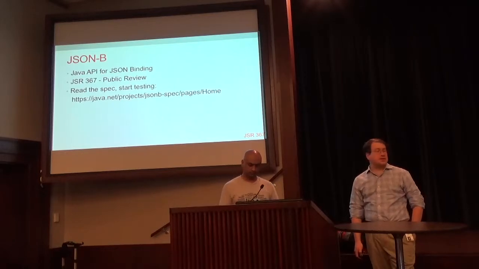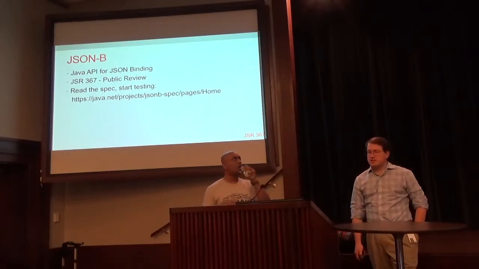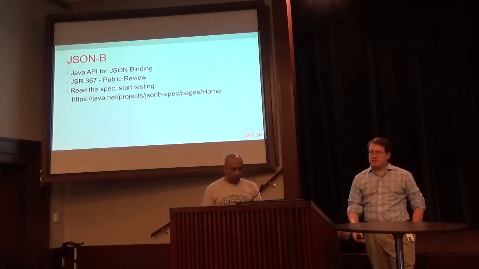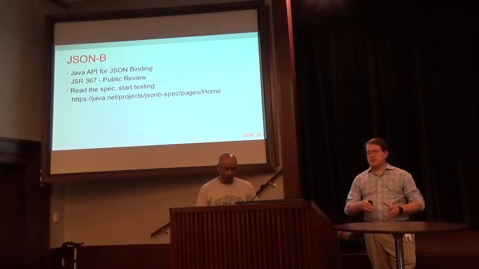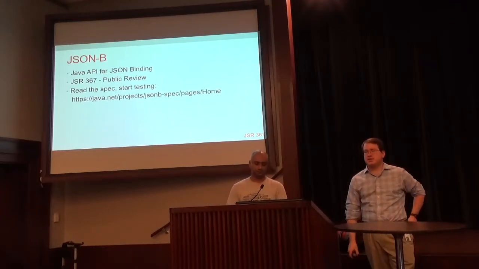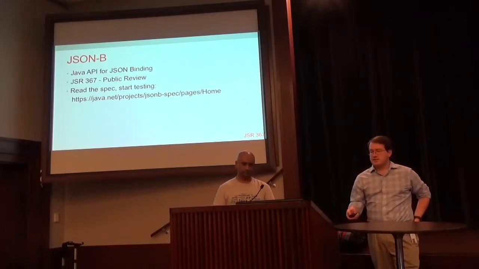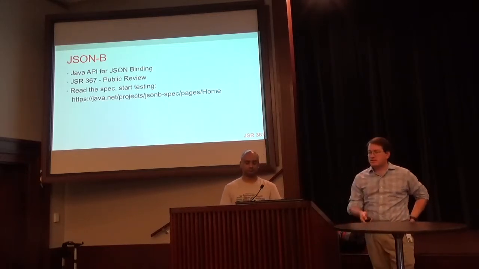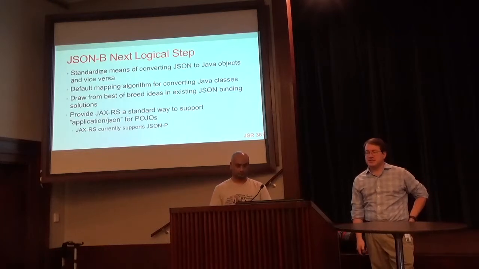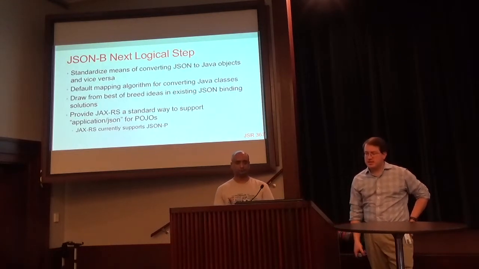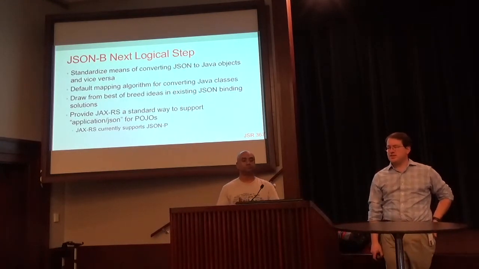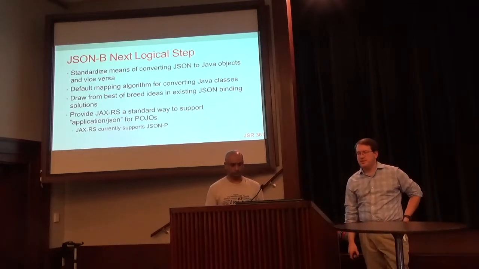So JSON-B, or JSON for binding. What's being added to the platform is the ability to bind JSON objects to Java objects, much like you get with JPA or JAXB. This is currently in public review. The link is up there so you can check out the documentation and download it. As I mentioned, it standardizes the means of converting JSON to Java objects and vice versa.